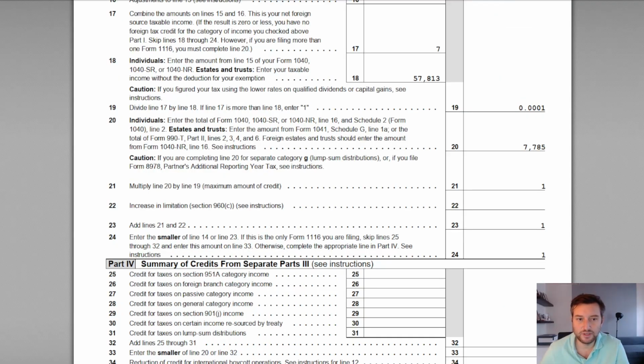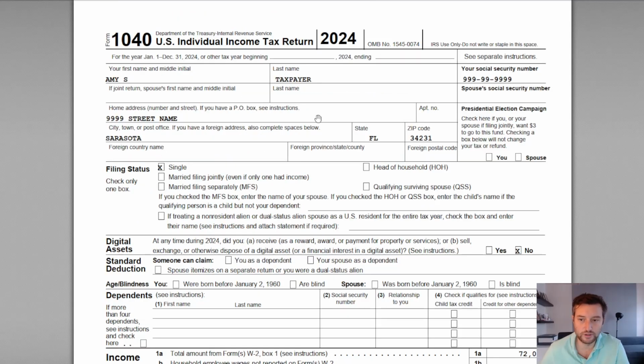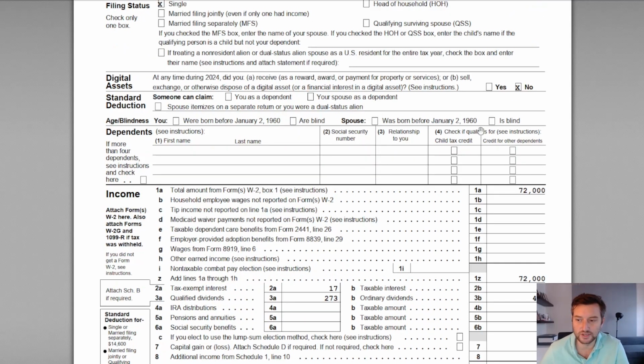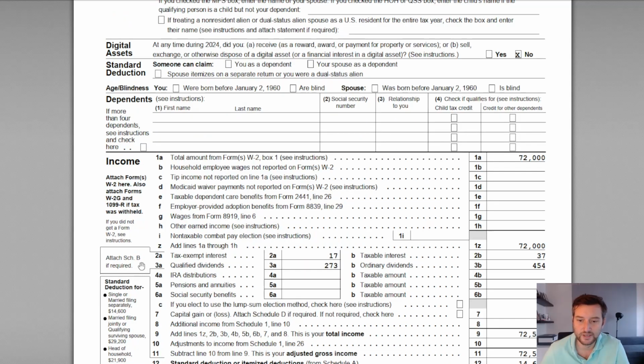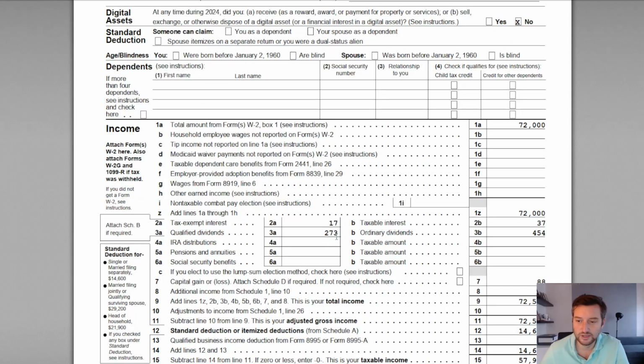Well, it can be a couple places. So the first place you're going to report it is on page 1. So page 1, line 2A, we have tax exempt interest income of $17. Now this figure isn't included anywhere in this total because it's exempt from federal income tax. All right, so you have to report it because it is gross income, but it's not going to be subject to federal income taxes.